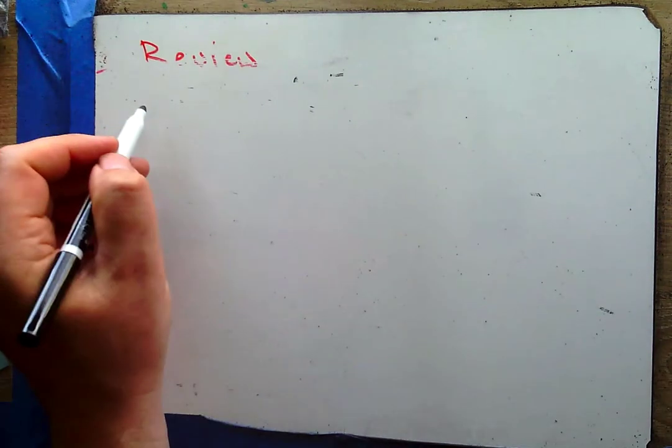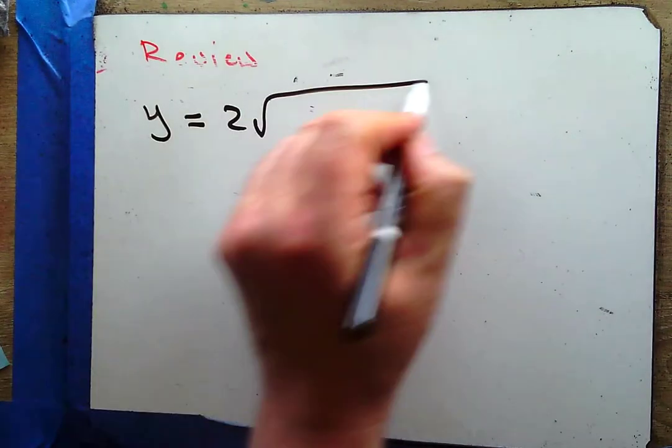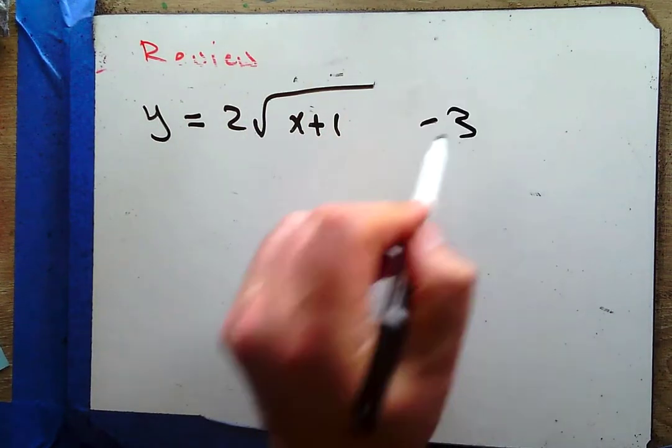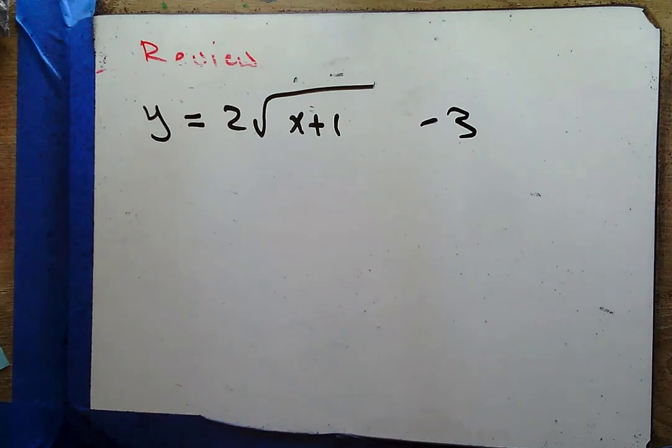All right, so how about graphing this one? y equals 2 square root of x plus 1, minus 3. Will you please graph that one?